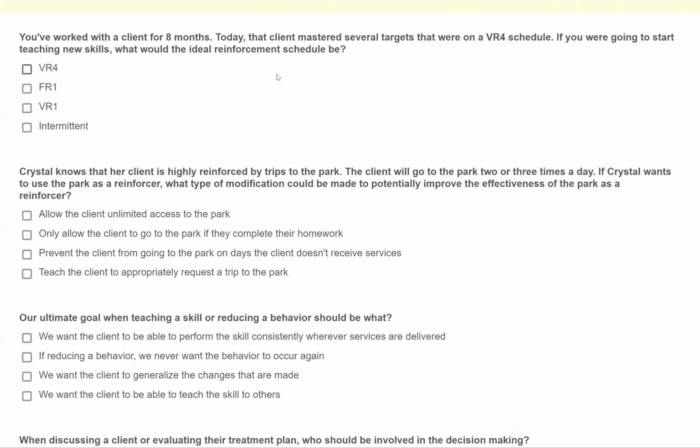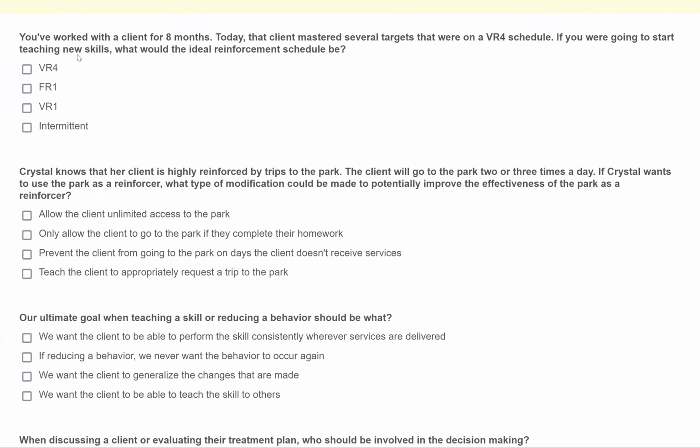You've worked with a client for 8 months. Today, that client mastered several targets that were on a VR4 schedule. If you're going to start teaching new skills, what would the ideal reinforcement schedule be? Okay. The reason this question could be tricky is the part about the client already mastering several targets on a VR4 schedule. So what do we know? Well, we know the client is capable of learning. We know the client can handle a pretty thin schedule, a variable ratio 4 schedule, which is pretty good.